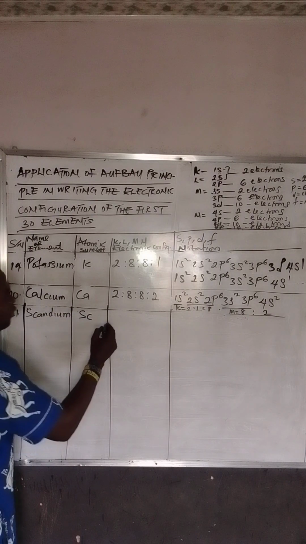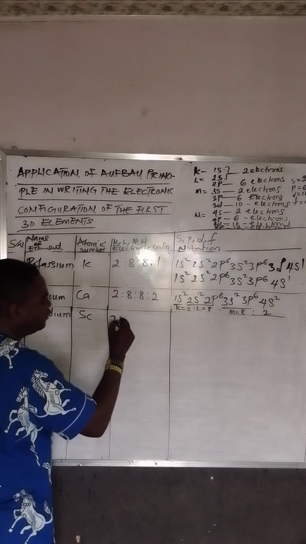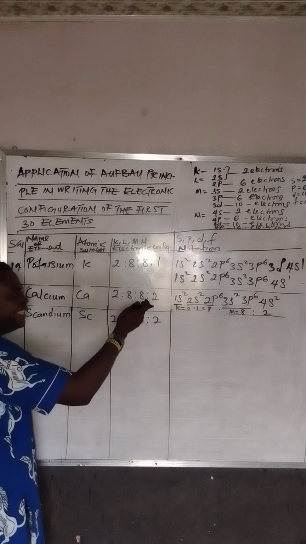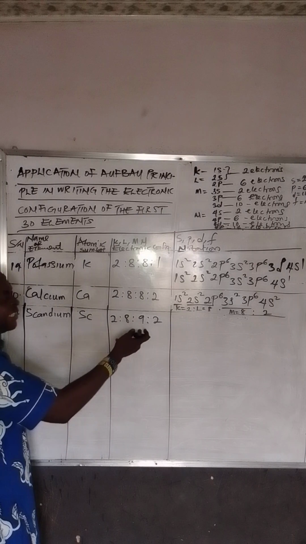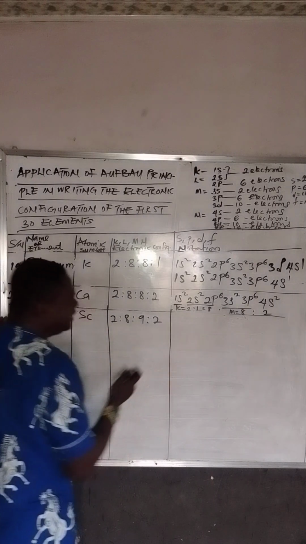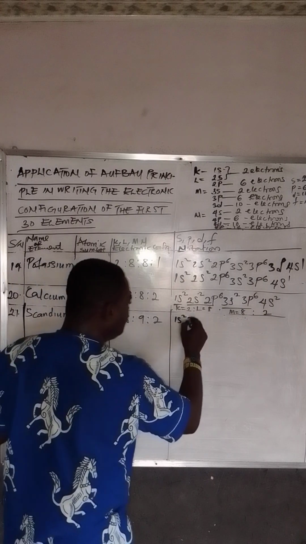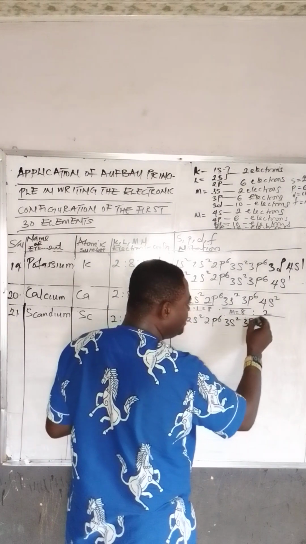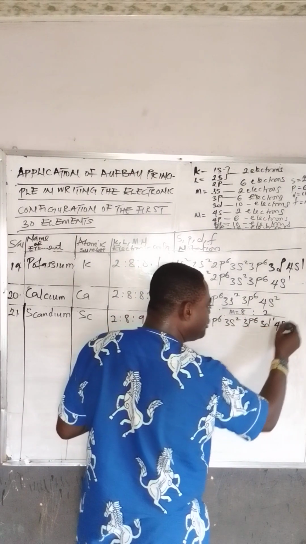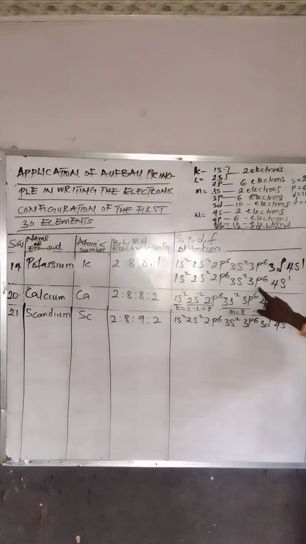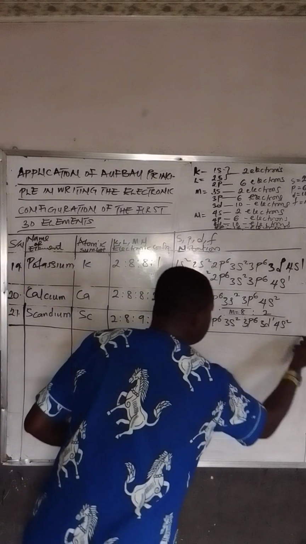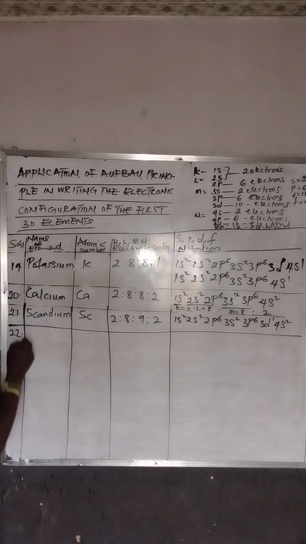Scandium, Sc. And the configuration, go and visit the first video. That's 2, 8, 9, 2. I told you that this shell can take 18. We put 8, but by the time you get to scandium, they now start to repair. They repair one of the seats inside the 3d. So the configuration will now be 1s2, 2s2, 2p6, 3s2, 3p6, then 3d1, 4s2. You can see that the 3d we omitted is carrying 0 for potassium and calcium, and is carrying 1 for scandium here. So that is it. So 22 now, we have titanium.